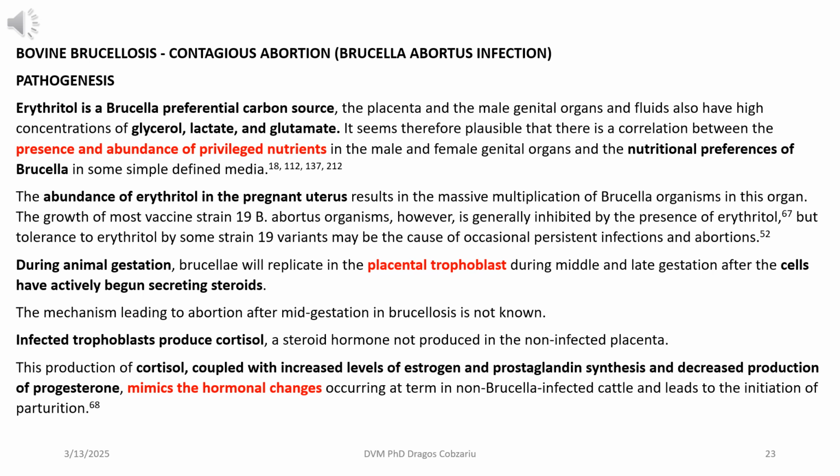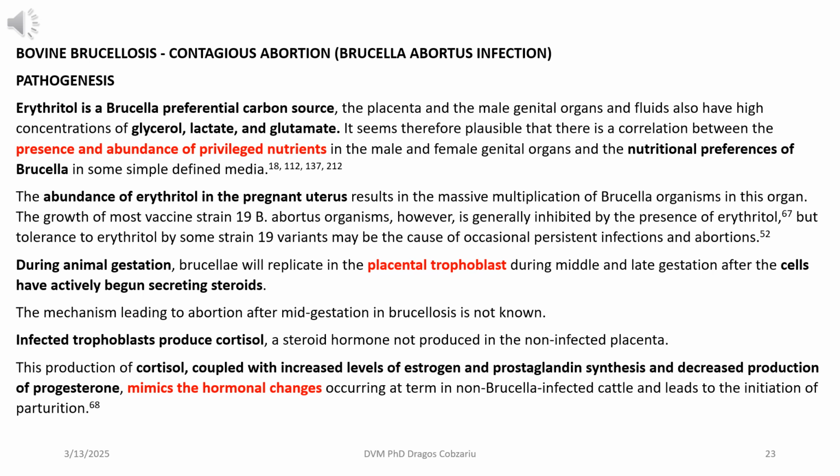The placenta and the male genital organs and fluids also have high concentrations of glycerol, lactate, and glutamate. It seems therefore plausible that there is a correlation between the presence and abundance of privileged nutrients in the male and female genital organs and the nutritional preferences of Brucella in some simple defined media. The abundance of erythritol in the pregnant uterus results in the massive multiplication of Brucella organisms in this organ.